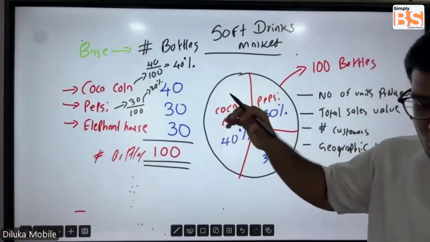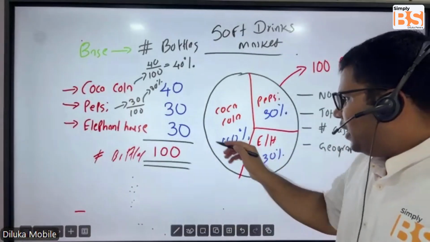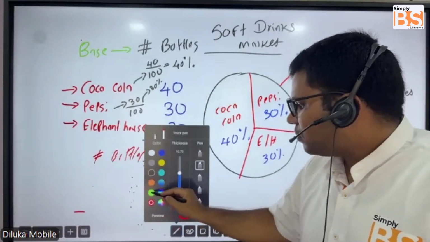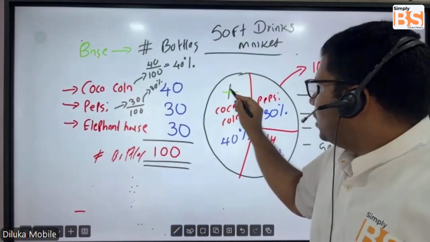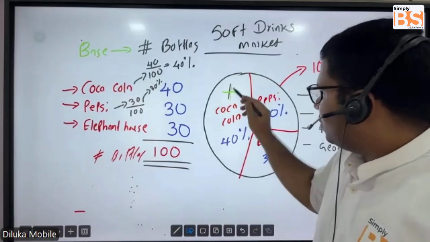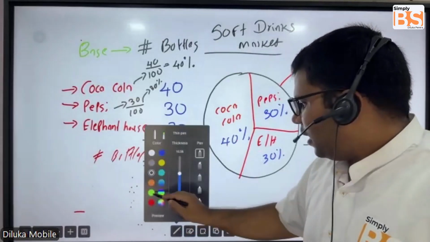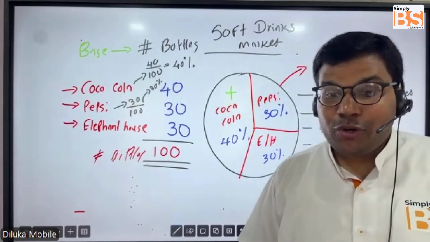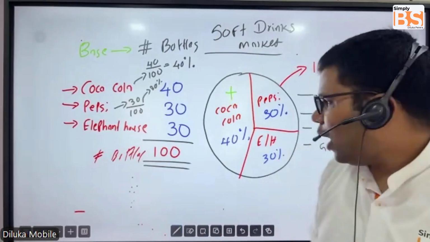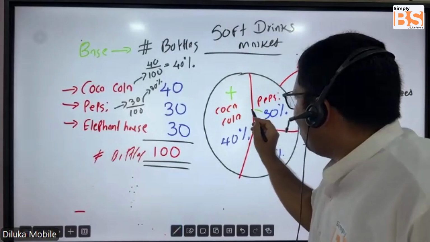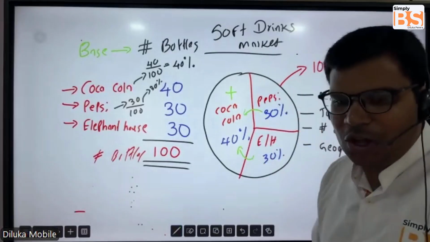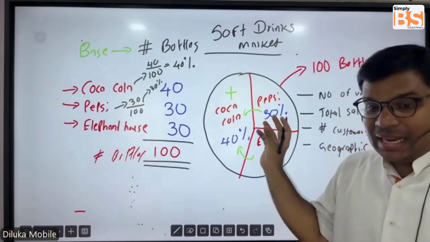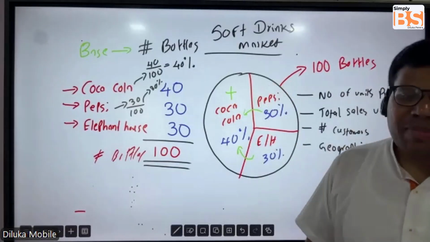Now, if Coca-Cola wants to increase the percentage that they share, if they want to increase the market share, what can they do? If they want to increase the market share from 40% to 45%, 50%, 60%, what do you need to do then? Simple. You have to get the customers from other competitors to your brand. If Coca-Cola is increasing to 45%, 50%, then they have to take it from the other competitors.